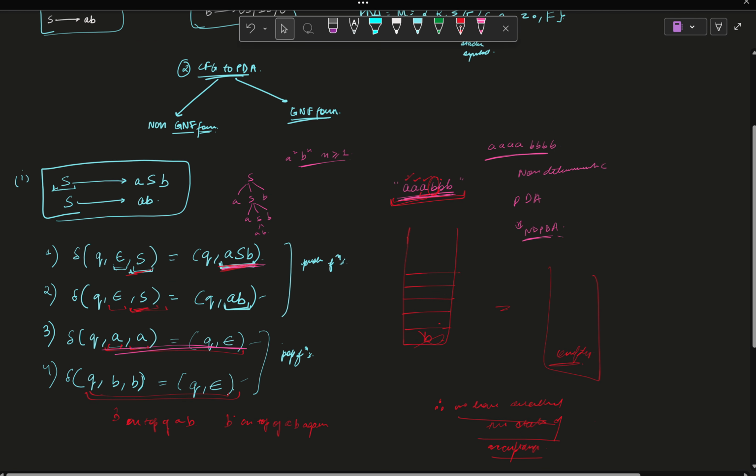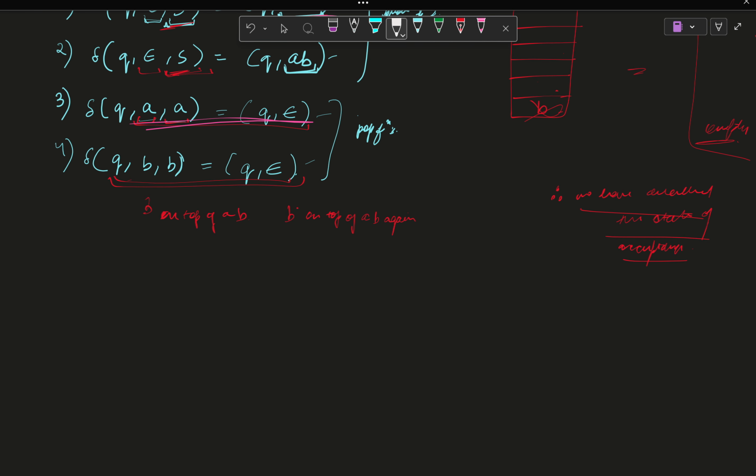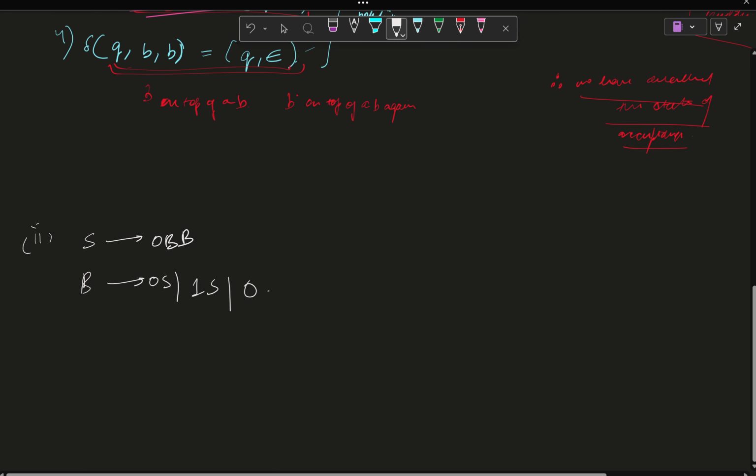So GNF form is working on these lines. Let's copy this question here again. The second part says that S goes to 0BB, and B goes to 0, S, 1S, or 0. So this is all that we have right now. Now, let's start by seeing how the transition functions for this can be defined.